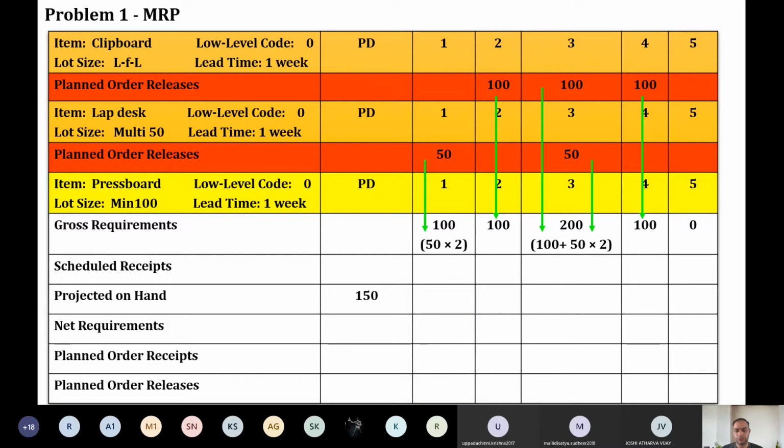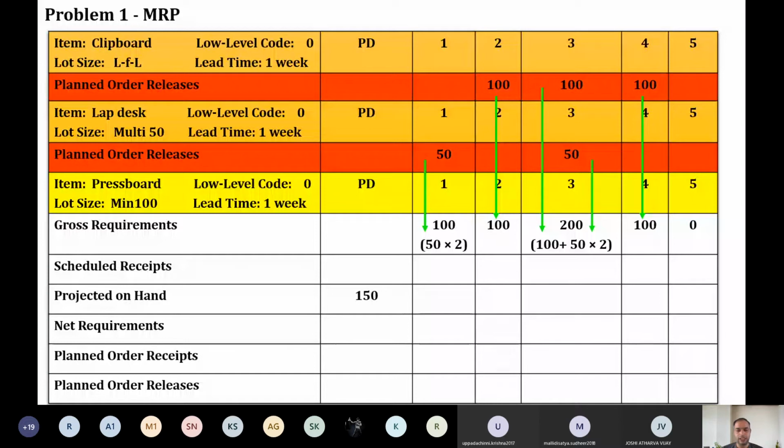So I am ordering 100 press boards. Is that clear? How we got this gross requirement for press board? Yes, sir. If you go to the problem in your notebook, you will know that the projected on-hand inventory for the press board is 150, and the lead time is 1 week.